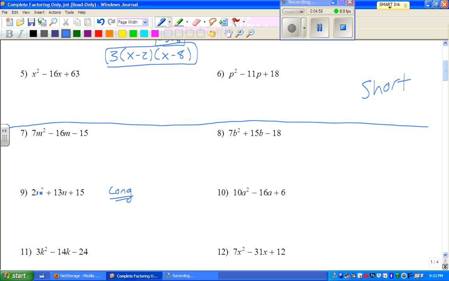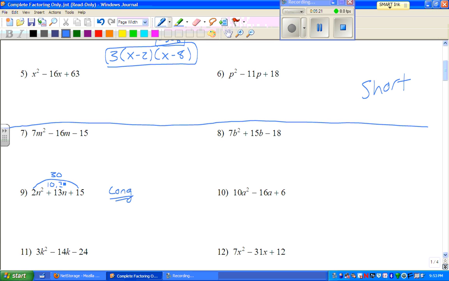The long method means you take that 2 and the 15, and you multiply them. 2 times 15 is 30. You want to find the factors of 30 that add up to 13. Now, do you know them off the top of your head? Okay, you got it. It's 10 and 3. When I multiply these, I get 30. When I add them, I get 13.